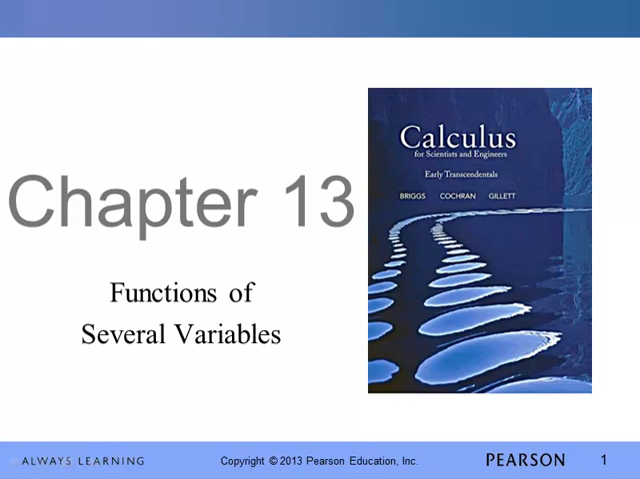So we're now going to start looking at a z, for example, as a function of x and y. Or maybe w as a function of x, y, z. So, in other words, functions where there are going to be two or more independent variables. Okay?